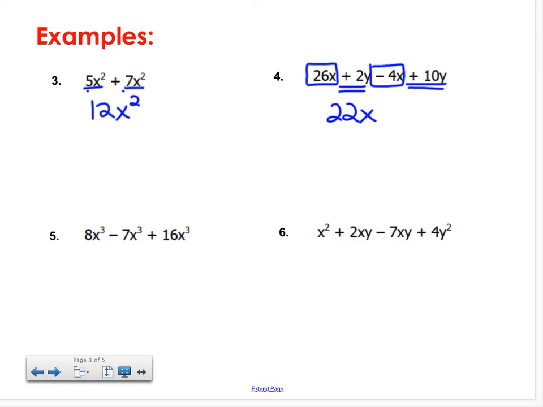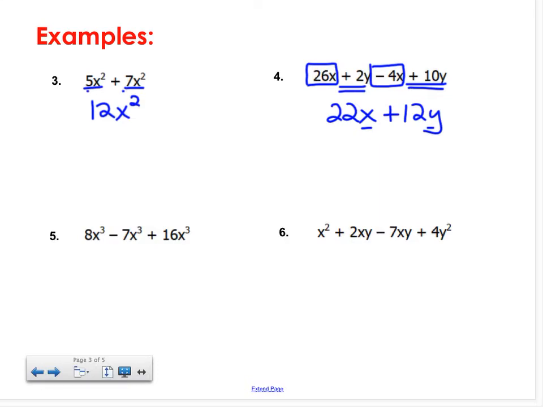If we have 2y and we add another 10y, that'll give us 12y. And that's it. We can't combine these two terms because they have different variables. So we'll stay there with 22x plus 12y.